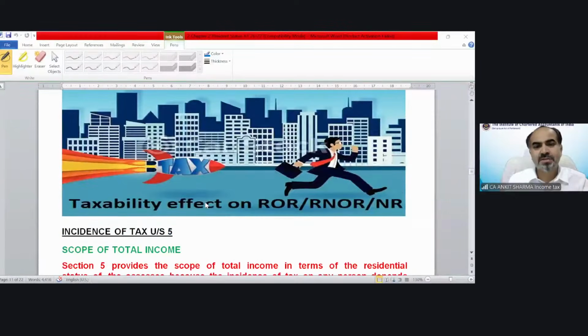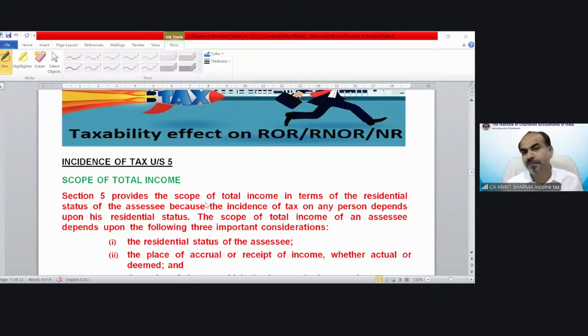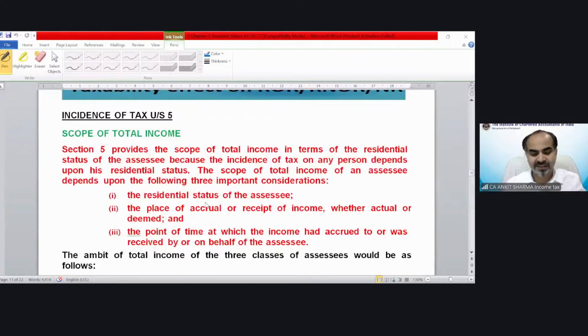So this is the taxability effect on a resident and ordinary resident, a resident and not ordinary resident, or a non-resident. How will these statuses impact the taxability of a person? Now, incidence of tax or burden of tax, what does section 5 say?